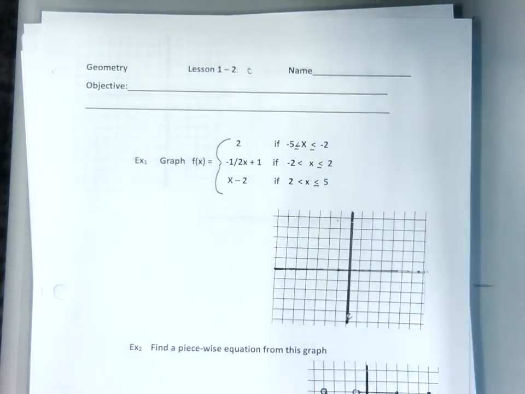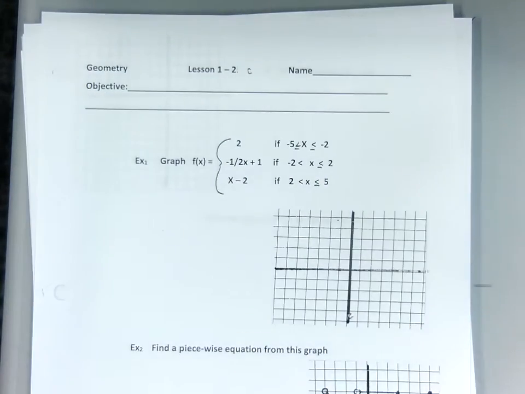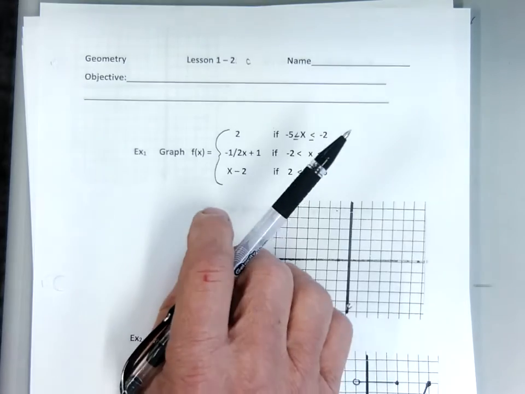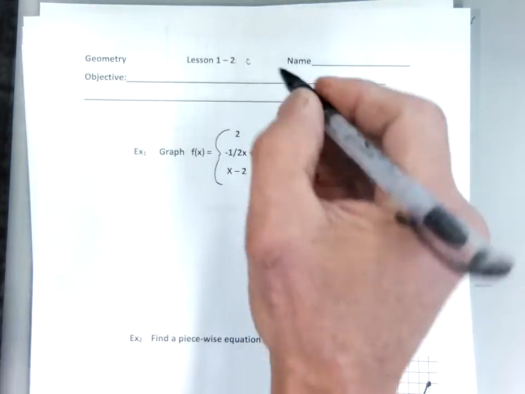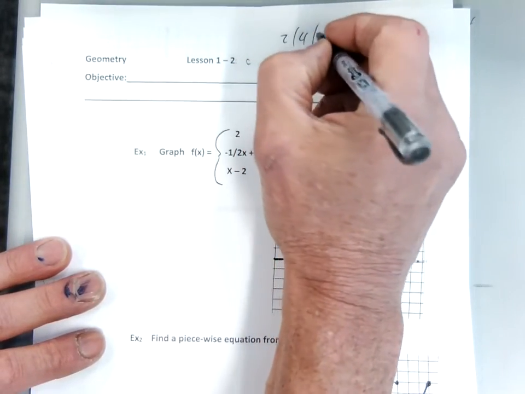Okay, so today we're going to fine tune this. At the end of today, you're going to know how to do piecewise graphs, okay? So it is 2, 4, 22.